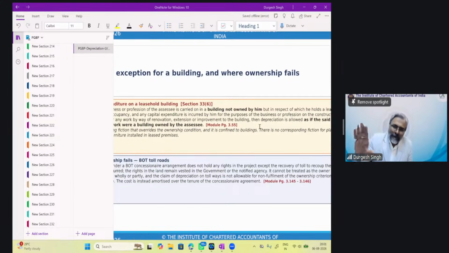Many of you are aware that there are two types of land, freehold land and leasehold land. The maximum of the land in the city area is leasehold land only. Very few of the territory is freehold land. So now what happens? The buildings are being constructed on the leasehold land.